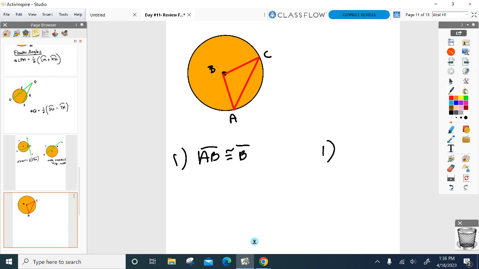Why is that true? In a circle, all radii are congruent. So yes, make sure we got that in there.